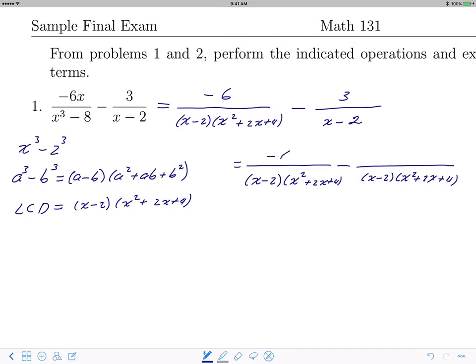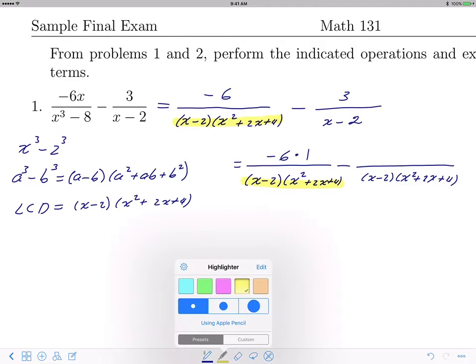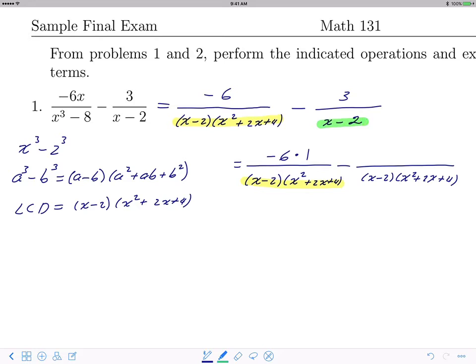Now, the new numerator is going to be negative 6 times the missing factor. We compare the old denominator, which is right here, to the new denominator, and we see that there are no missing factors, so this just multiplies by 1. Similarly, we compare the old denominator for this fraction to the new one, and we see that the missing factor is that big trinomial. So 3, the old numerator, is multiplied by x squared plus 2x plus 4.